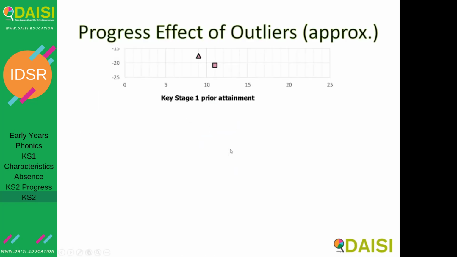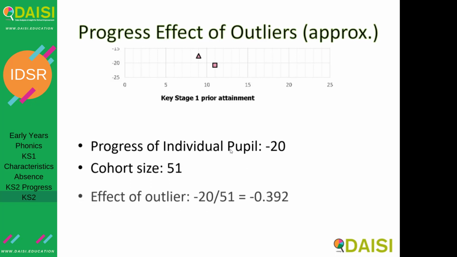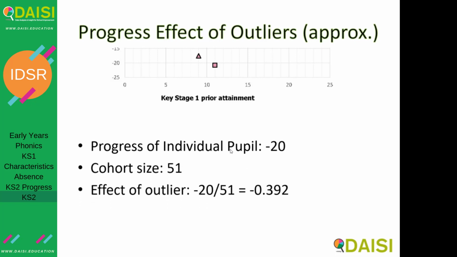Now if you want to know roughly what the progress effect of one particular pupil is, then you take their pupil score and you divide by the cohort size. It's not entirely accurate. I think the real answer for this is about -0.406, but it's close enough. If you want a closer version, then I wouldn't be dividing this by 51, I'd divide it by 50. And that gets me a bit closer.